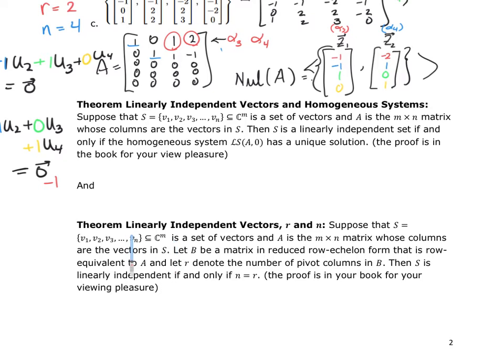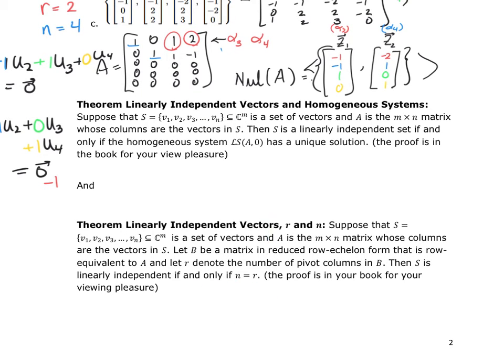And similarly, I got linearly independent vectors, R and N. Suppose that we have this set of vectors, again we're in C. M tells us how many entries we're going to have in our vectors, is a set of vectors, and M by N is the matrix whose columns are the vectors. Let B be a matrix in reduced row echelon form. Now, this has nothing to do with a system. So the second theorem is going to be just a set of vectors. This first theorem is in a homogeneous system of linear equations. This is in just a set of vectors. Then we know by just looking at it that they're going to be linearly independent if and only if the number of pivots equals the number of columns.